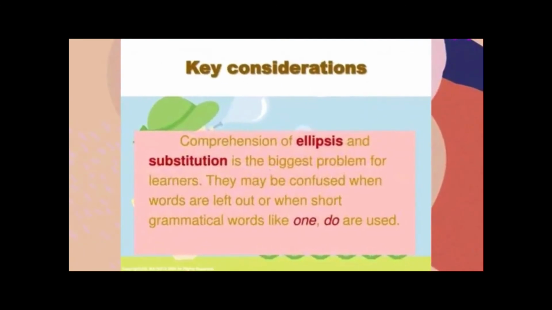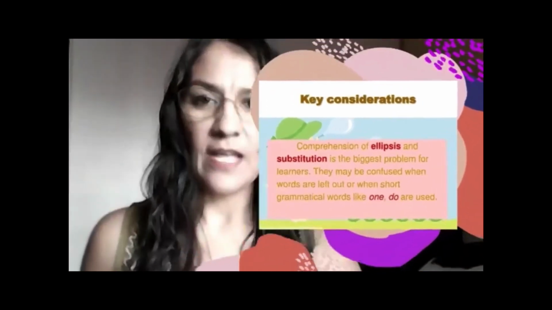Some key considerations of textual ellipses. Comprehension of ellipses and substitution is the biggest problem for learners. They may be confused when words are left out or when short grammatical words like one or do are used.